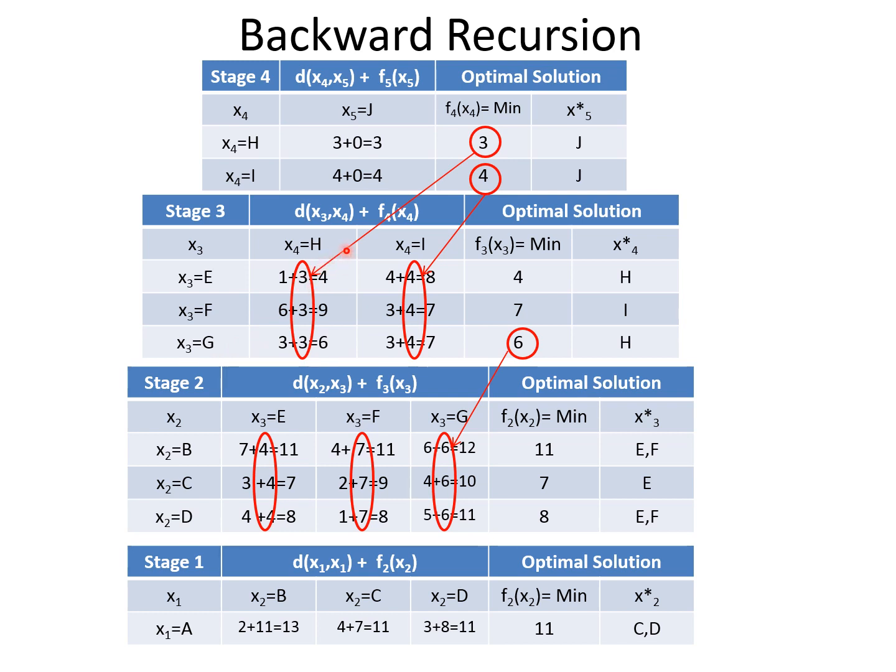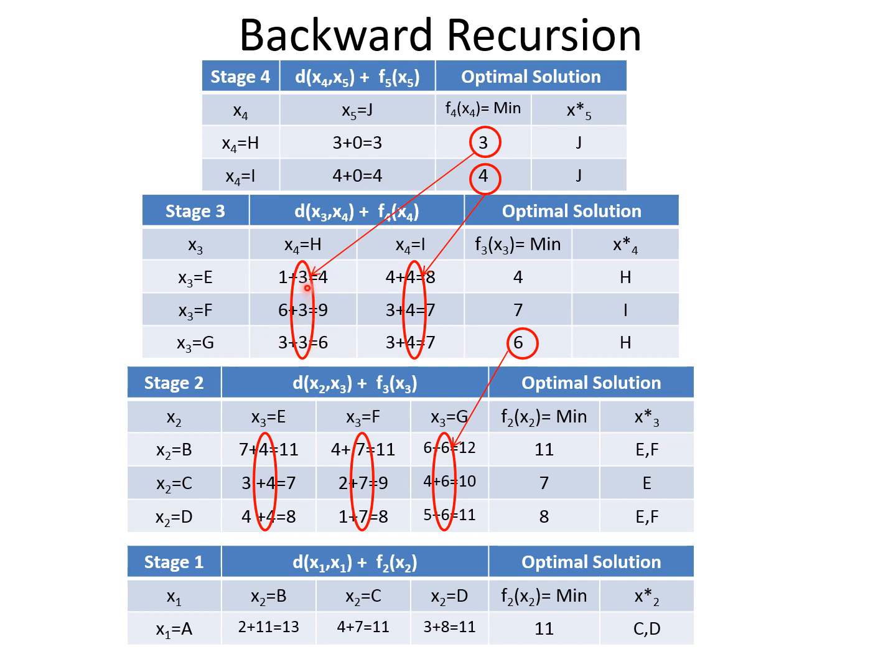Now here's the recursion. It says the cost d(x3, x4), the distance or the cost from stage 3 to stage 4, actually from a state in stage 3 to a state in stage 4. That's the distance just to go from e to h, which is 1. The distance to go from f to h is 6. The distance to go from g to h is 3.